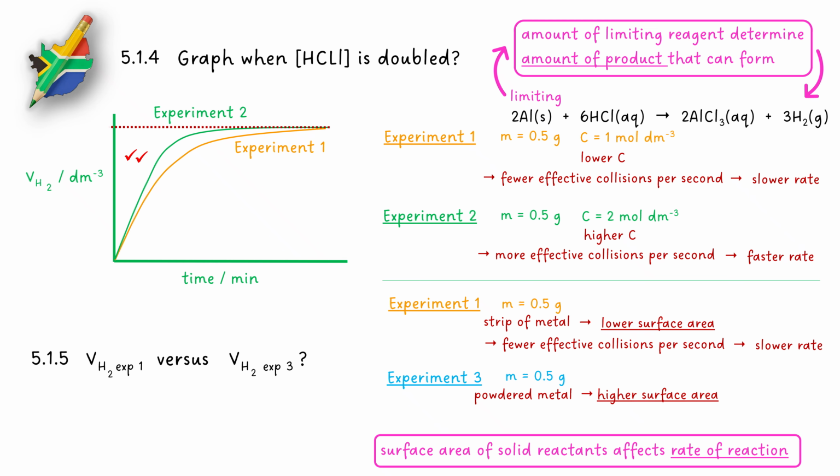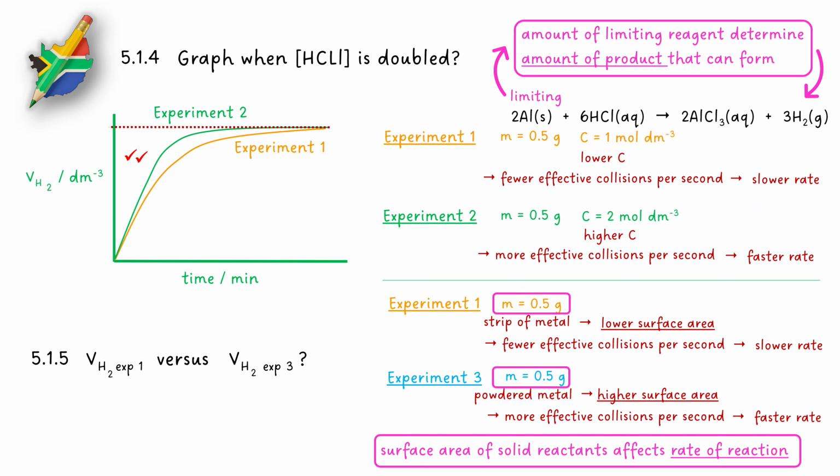However, for powdered metal of the same mass, there is a much higher surface area as there are many small particles. As a result, the frequency of effective collisions is higher, and so the reaction rate is faster. So we know the rate of experiment 3 is much faster than the rate of experiment 1. But how do the volumes of the gas product compare?